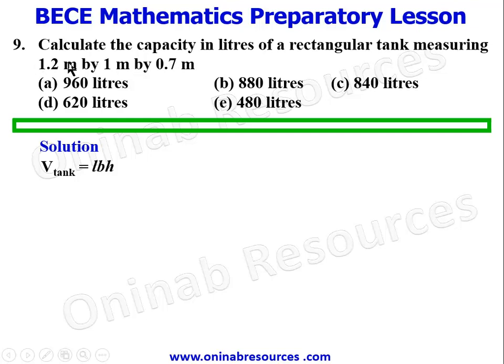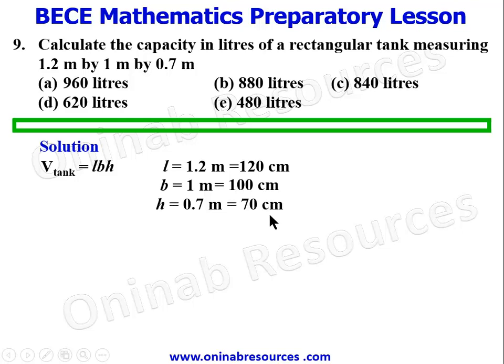So we convert all this to centimeters, so that our length is 1.2 meters, which is 120 centimeters, and the breadth is 1 meters, that will give us 100 centimeters. And our height is 0.7 meters, and that will give us 70 centimeters. So the volume of the tank now will be 120 multiplied by 100 multiplied by 70. I can quickly say 12 times 7, which gives 84. Then I add the remaining zeros. I have 4 zeros remaining, so 1, 2, 3, 4.